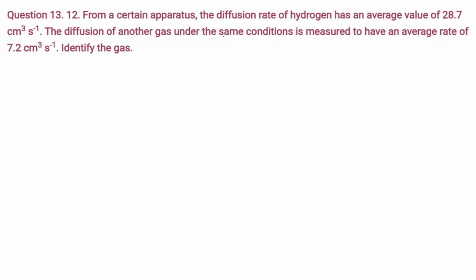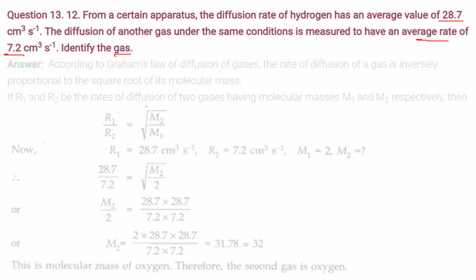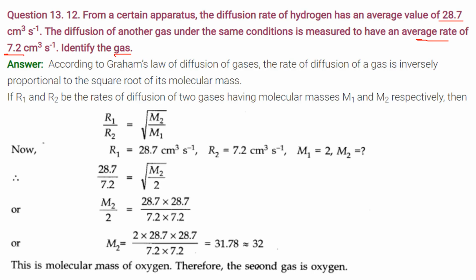From a certain apparatus, the diffusion rate of hydrogen has an average value of 28.7 centimeter cube per second. The diffusion of another gas under the same condition is measured to have an average rate of 7.2 centimeter cube per second. We have to identify the gas. So here there is a diffusion going on. So we are going to use Graham's law of diffusion.